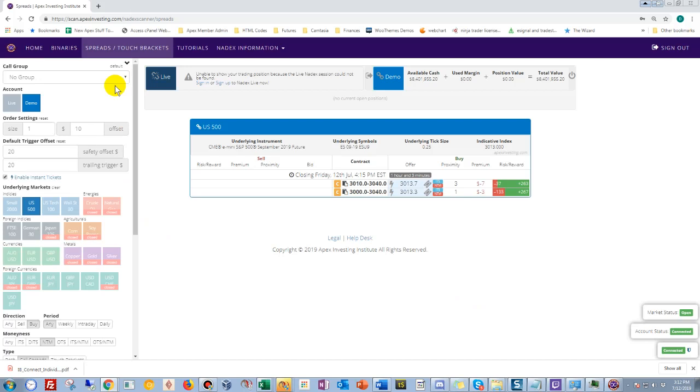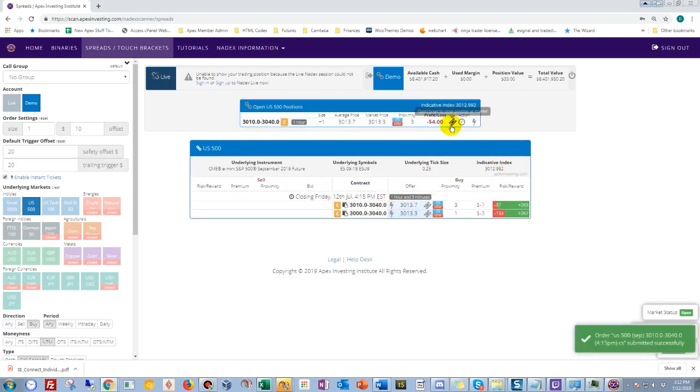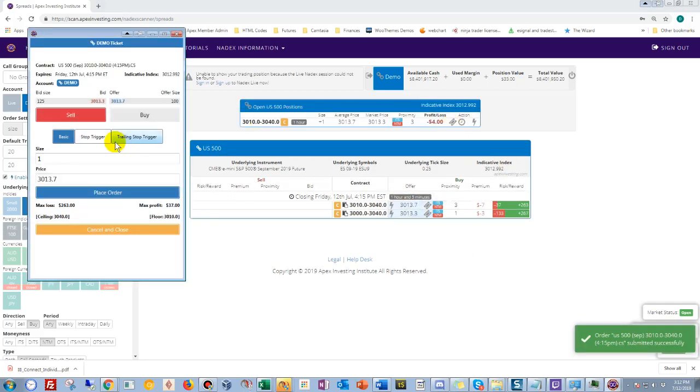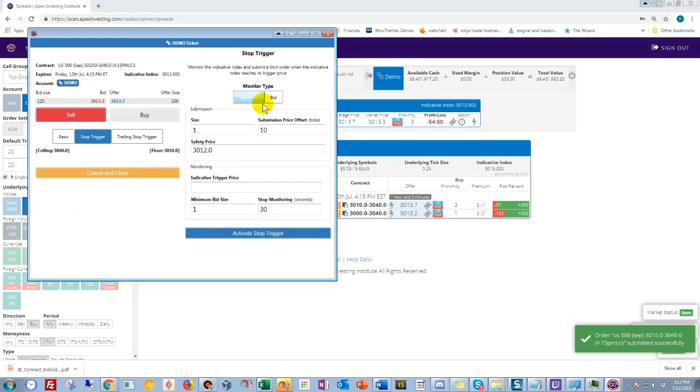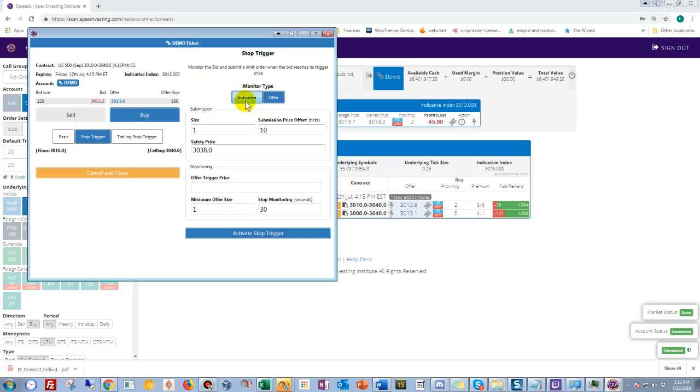It's lightning fast. Again, you have the stops, the trail stops. You have the instant tickets. You can go in. You can open a ticket to set a limit. You can set a stop trigger to get you out based on where the bid is or the offer is, of course, if you're buying or selling, or where the indicative is. You can also do a trail stop trigger where it takes profit and it trails tick by tick for you, 20 ticks or 30 ticks behind. I show you this in the order video, how this works.